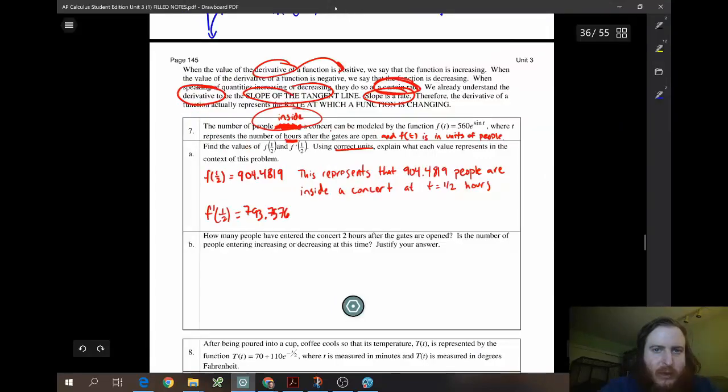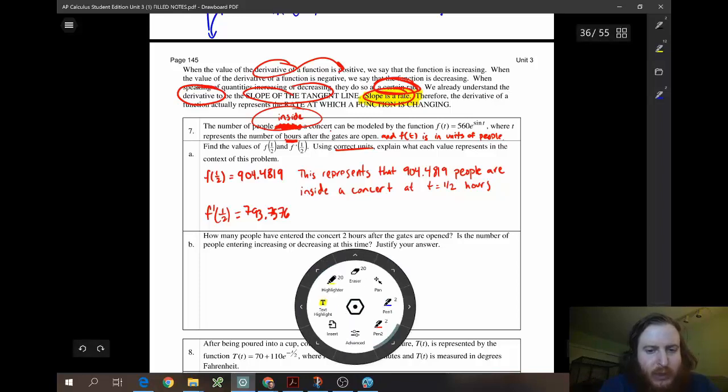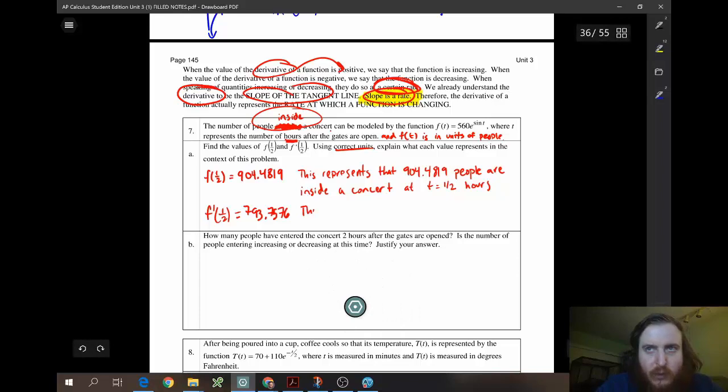Now, this is the derivative. I'm going to make this a little bit bigger just so we can talk about this. Up here we said that the slope was a rate. Okay, the slope was a rate. That's very, very important. We're always going to want to use the word rate when we're doing these kind of statements. So this represents the rate. Now, people could be leaving or entering. So the rate that the amount of people inside the concert is changing.